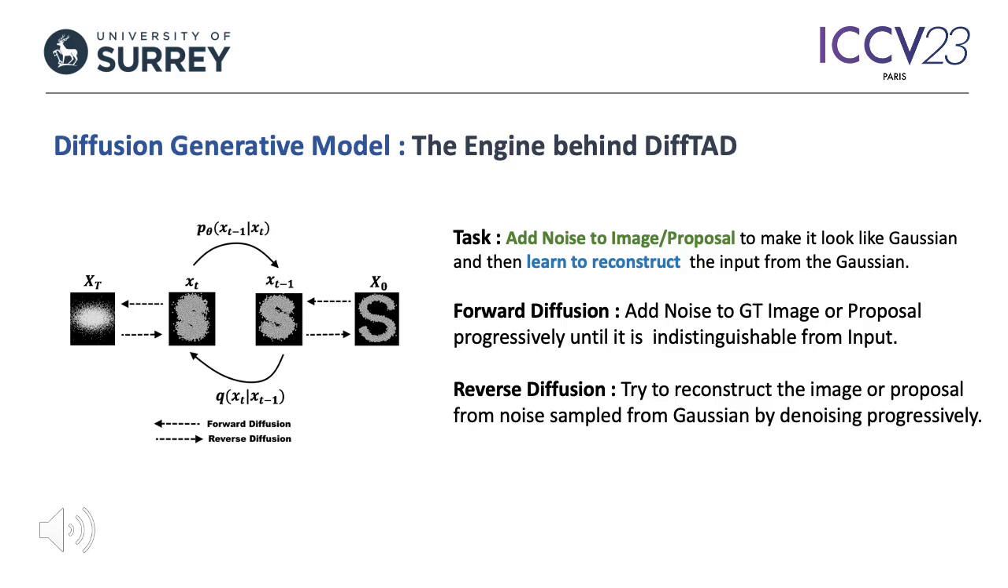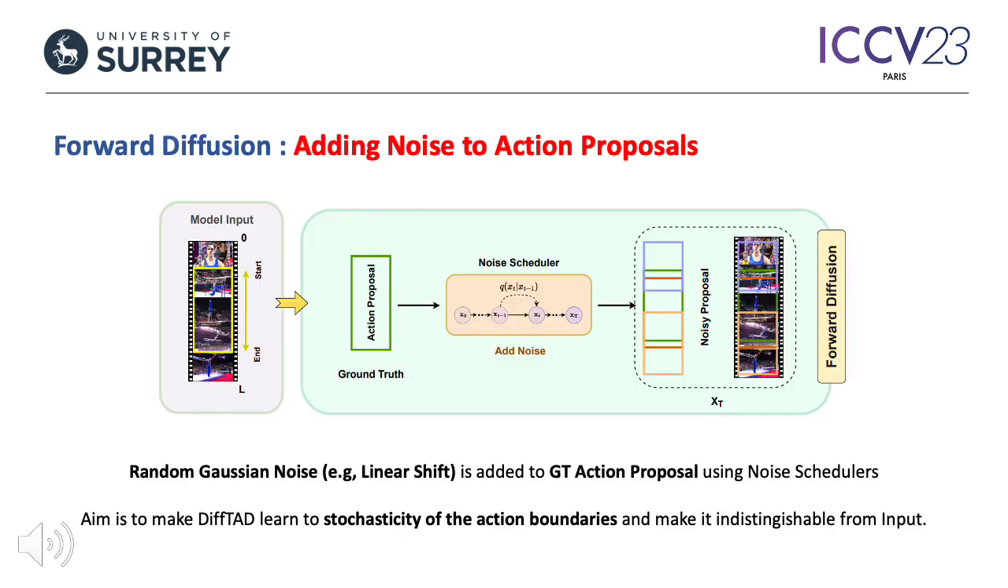Now let us dive into diffusion models, which drive our DiffTAD. The primary basis of a diffusion model is to add noise into a clean image or proposal and make it indistinguishable from the original. This step is often called forward diffusion. In the next step, the model tries to reconstruct the same image by iteratively denoising the noisy image. This is referred to as reverse diffusion. In the forward process, random Gaussian noise like shifting and scaling is applied to ground truth action proposals in an iterative fashion. This helps us generate multiple noisy proposals from a single proposal. This has close association with how RPN works.